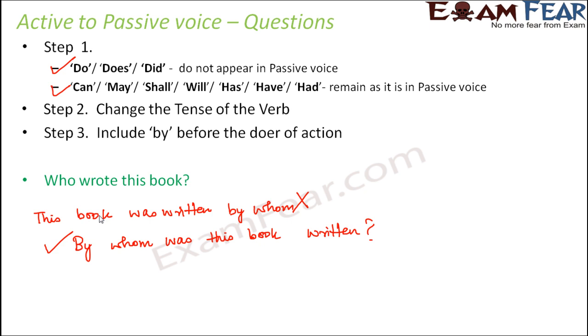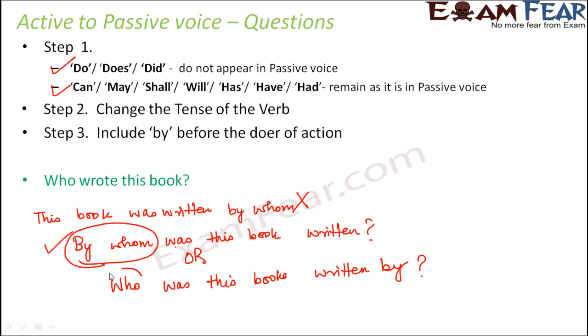Now, there is another alternative way of writing the passive form of this question. What is that alternative way? Instead of writing by whom, we can replace by whom with who. That is, who was this book written by? So instead of by whom, we can write who and then put a by at the end. So who was this book written by? This is also a correct passive form. Or you can write by whom was this book written.